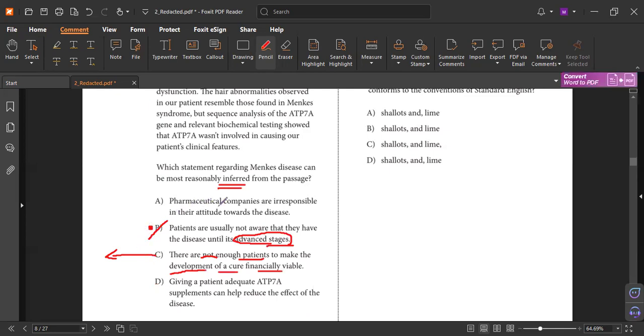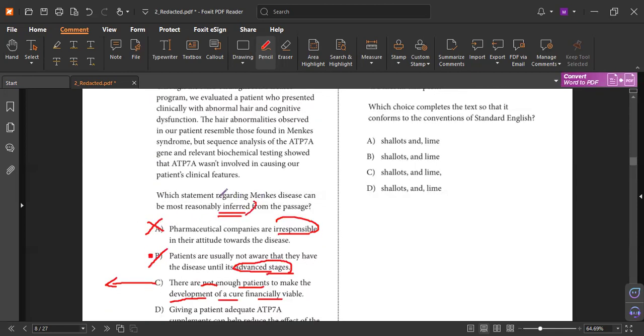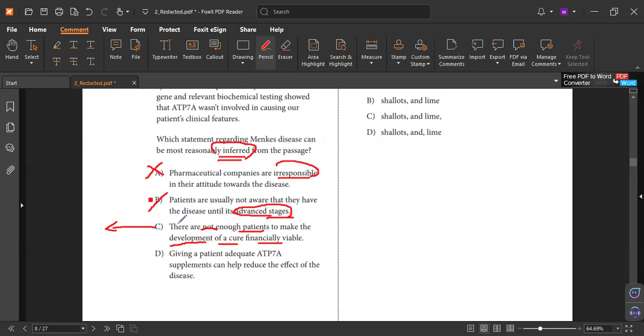Again, pharmaceutical companies are responsible. How? I mentioned here they invested. Here companies are investing in research. Irresponsible, it's the opposite. How can I make facts not mentioned? So letter A is wrong. That's why the skill of inference. As we ask you what is true, the subset mentions the text. So letter D, letter C, it is correct.